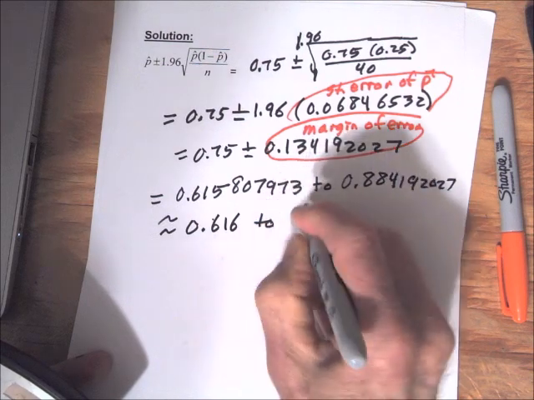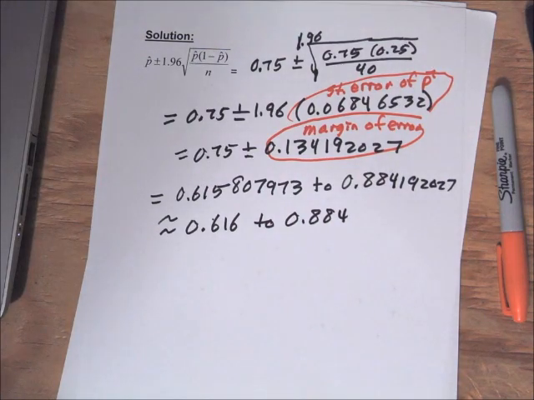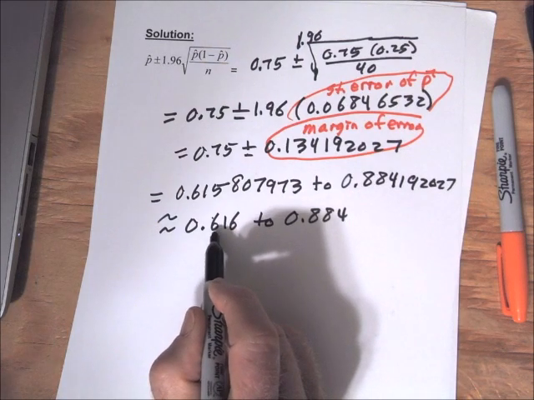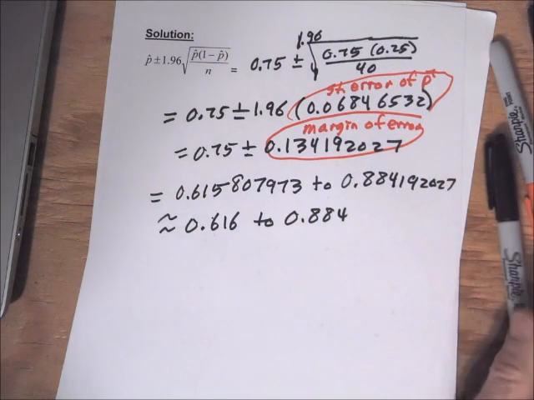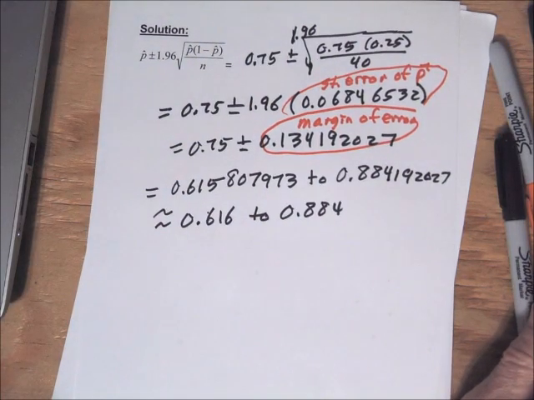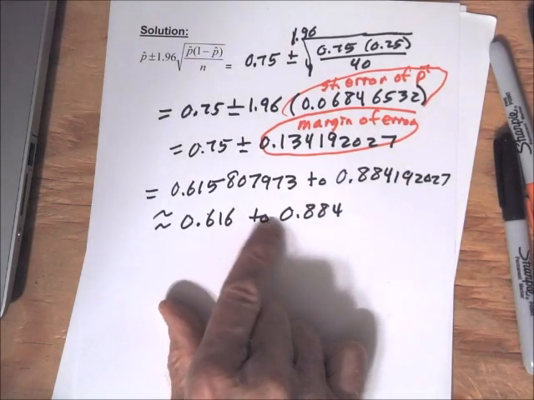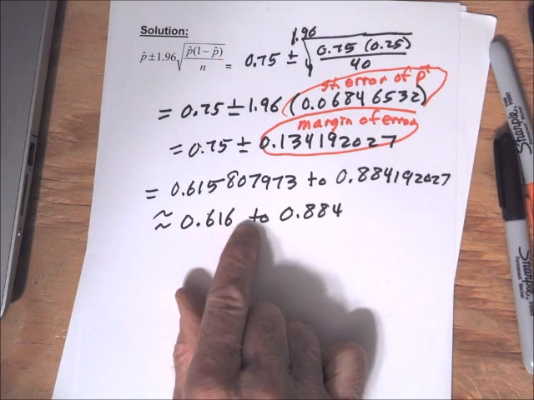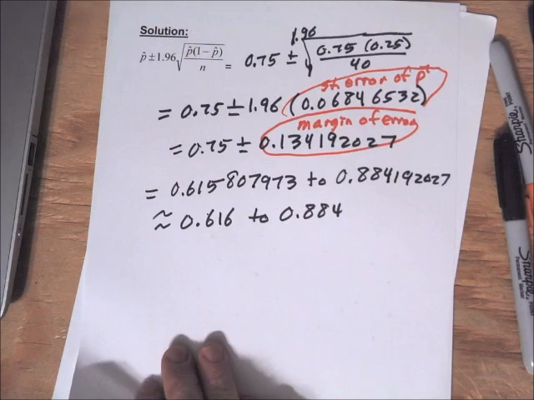If we round this off, this is approximately 0.616 to 0.884. That tells us that we're 95% confident that the proportion of heads in the long run is going to be somewhere between 0.616 and 0.884. We can use that to test the hypotheses. We tested the hypotheses more directly previously, computing a p-value, but we can also use the confidence interval, because the null value of 0.5 is not between 0.616 and 0.884. That means we reject H0 with 95% confidence.